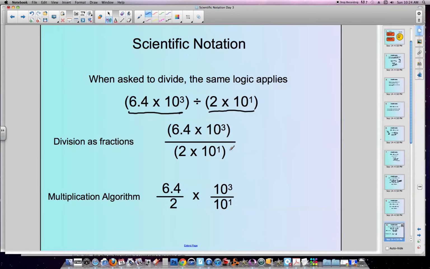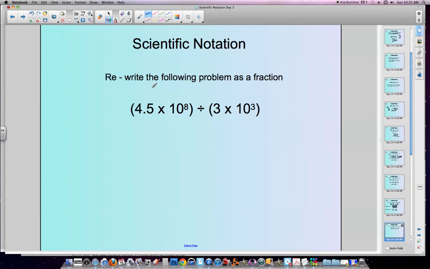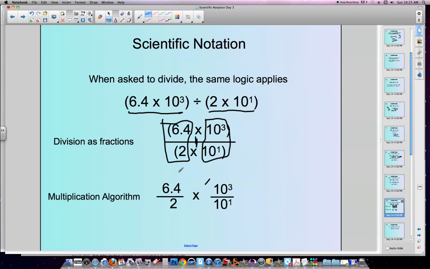And now if you recall, when you multiply two fractions, you just multiply across, right? So this is 6.4 times 10 to the third, which is what we have here. And this is 2 times 10 to the first, which is what we have here. So it's important to notice that we can just rewrite this as 6.4 over 2, times 10 to the third over 10 to the 1, which is what we've done here.